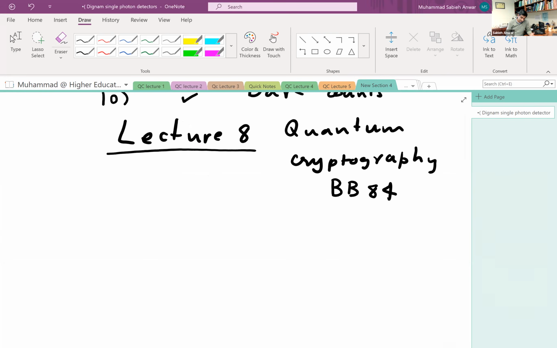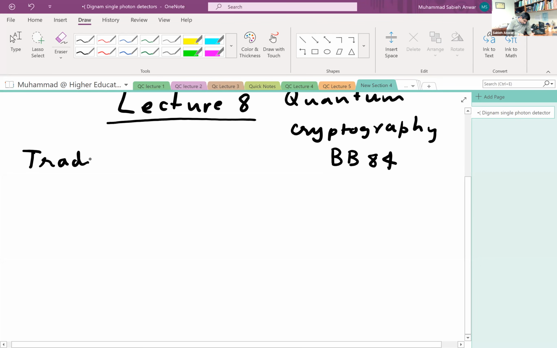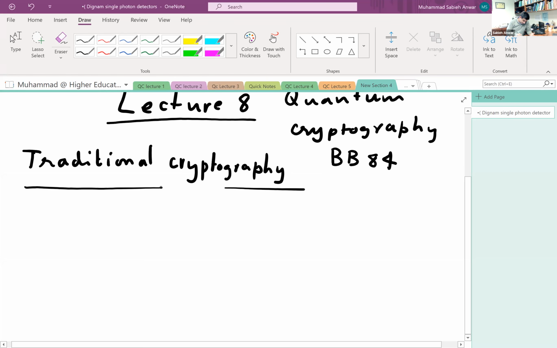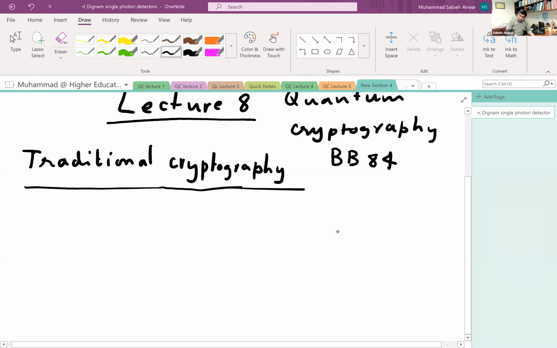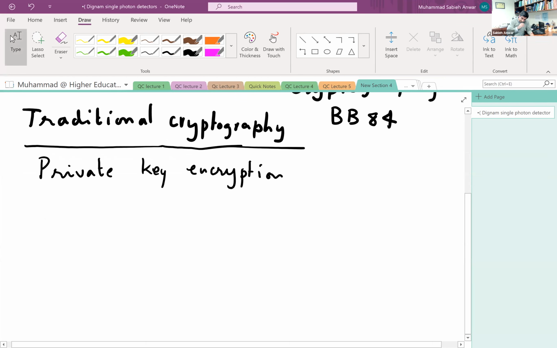Now, how does traditional cryptography work? Let me give you an example of traditional cryptography that will help us understand better how quantum cryptography can help. Most cryptography schemes such as RSA work on the idea of private key encryption. Let me give you a simple example of that.